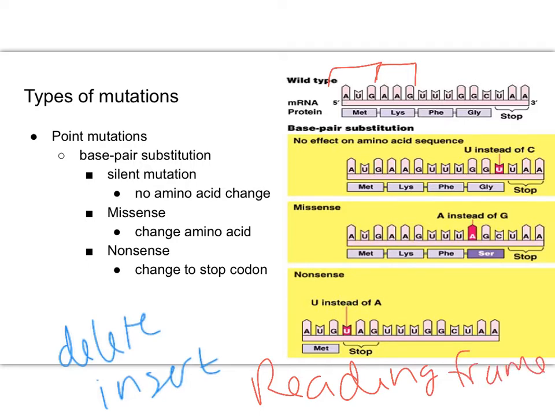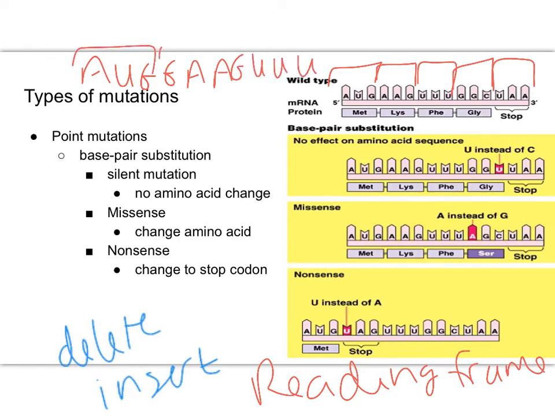How they are grouped into these threes, into these codons, that's my reading frame. But as soon as I add another G, let's just add a second G right there at the beginning, now my groups of 3 have shifted. So everything after where the mutation occurred is going to be different because I've shifted my reading frame. I've shifted my groups of 3.